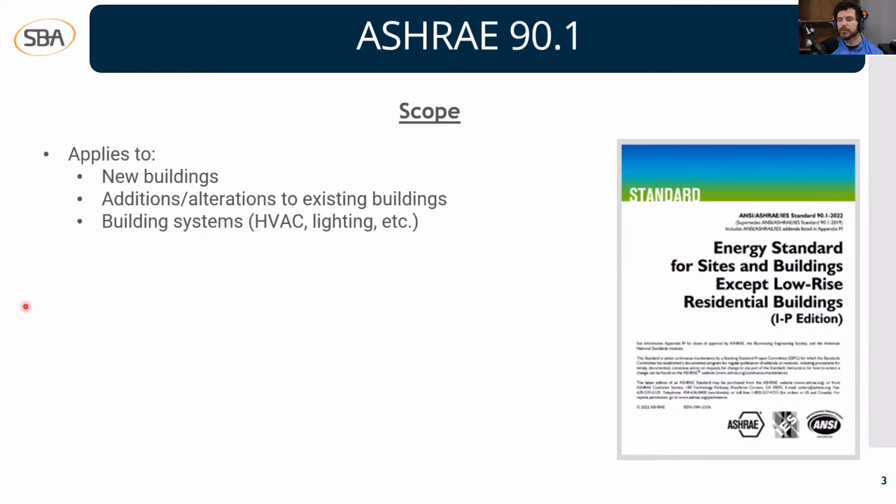Now, there are a few things that it excludes, including low-rise residential buildings. These fall under different energy codes, and also industrial equipment. So things that are not designed for human comfort, like your process chillers or specialized manufacturing machinery, things that are built in order to produce, not for comfort or a building aspect.